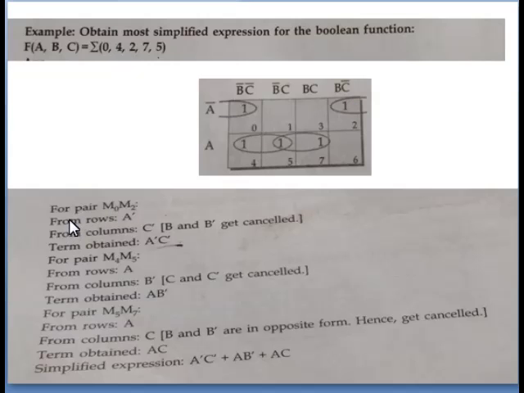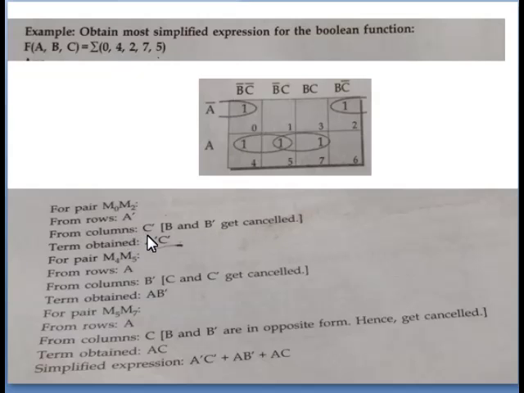So the first pair we have taken as M0, M2. Okay, M0 and M2. So what is the row variable here? A dash. From rows, A dash. What are the column variables for this first pair? B dash C dash and B C. Here B dash and B are opposite to each other, so it gets cancelled and we will get only C dash. See, from columns B and B dash get cancelled, so we got C dash.